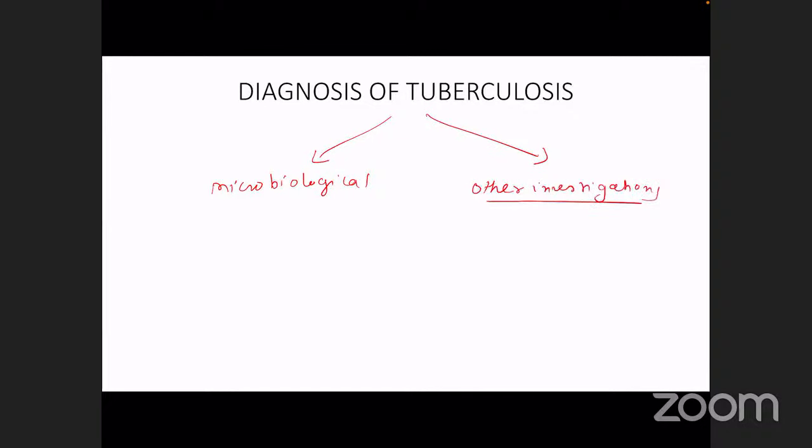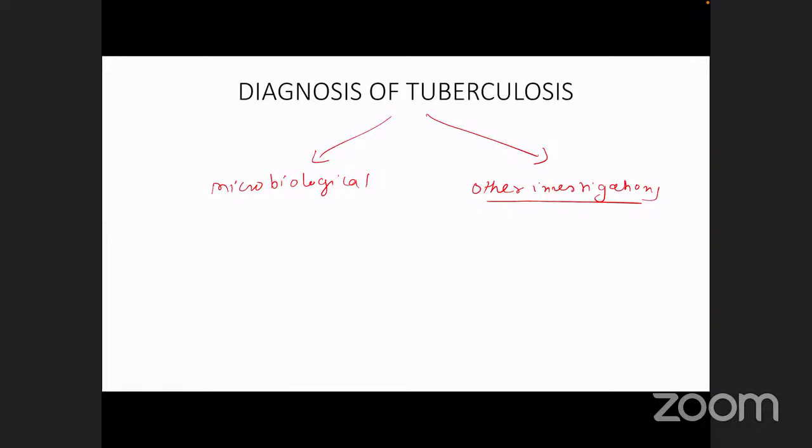So I was just discussing before that if you have smear positive or culture positive or rapid diagnostic test positive tuberculosis, you call that patient microbiologically confirmed tuberculosis. And for patients in whom all these reports are negative or not available, when you diagnose the tuberculosis based on the other investigations, then you call it clinically diagnosed TB.